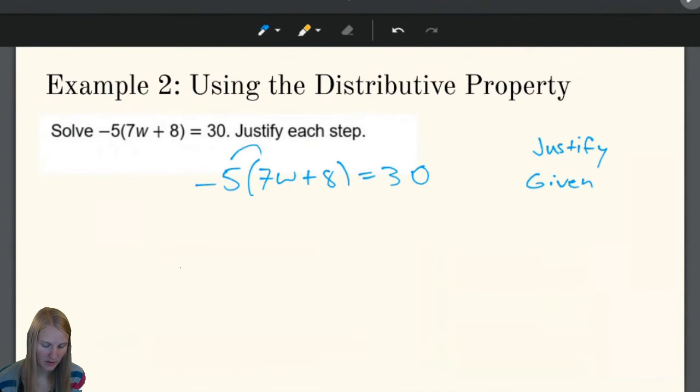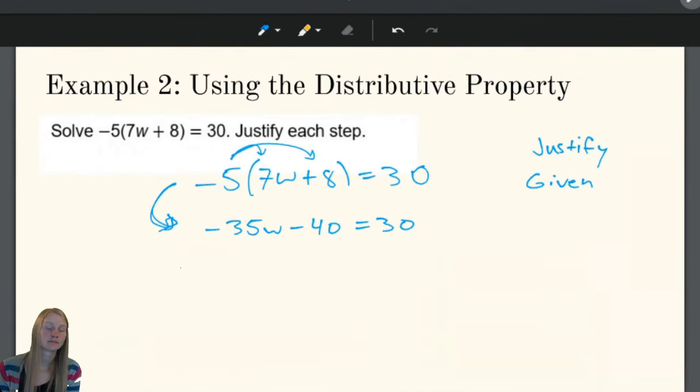And now I am going to use the distributive property because anytime I have parentheses, I need to use the distributive property when I'm solving. So I have negative 35w minus 40 equals 30. And what got me from this step to this step? The distributive property. So my justification is the distributive property.